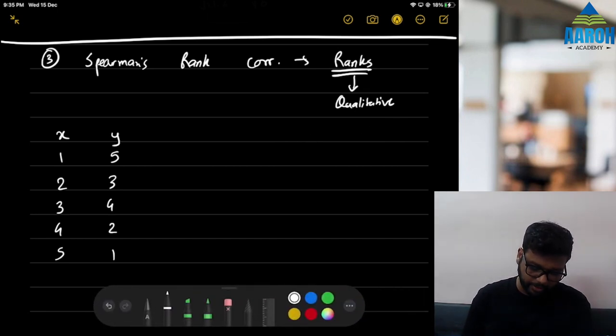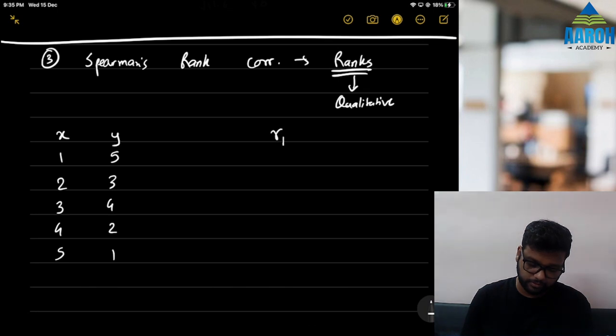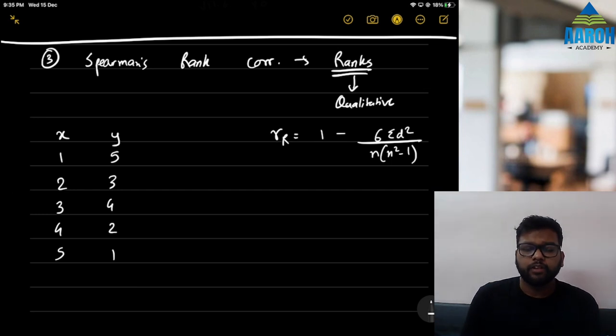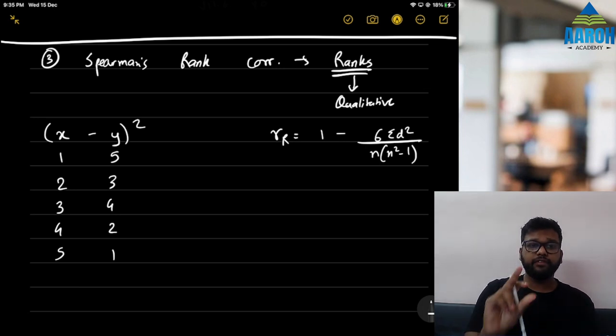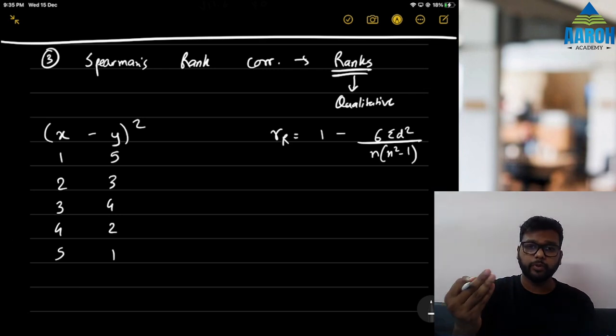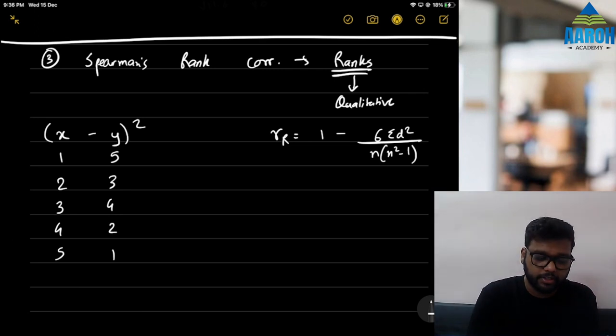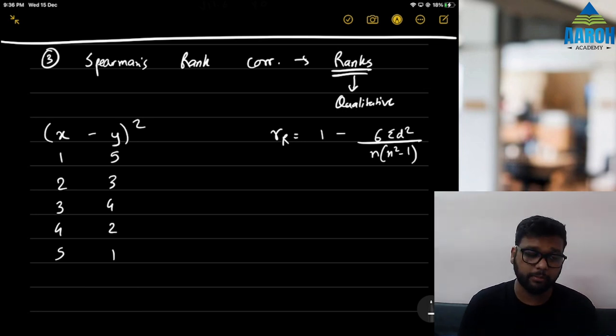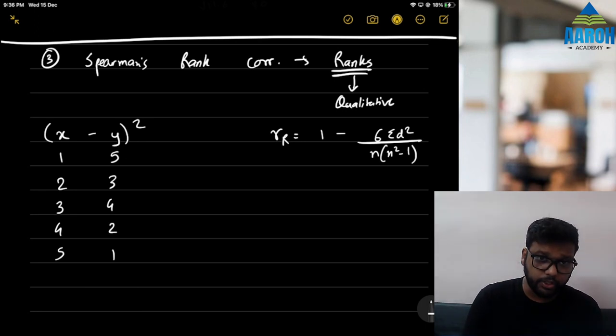Can you even tell me the formula of Spearman's? 1 minus 6 into summation d square by n into n square minus 1. Good. d square, d is what? Difference between x and y. So we have to take the square of this. We can do it on the calculator. So 1 minus 5 square M plus, 2 minus 3 square M plus, 3 minus 4 square M plus. Do it on the calculator and tell me how much you get as summation d square.